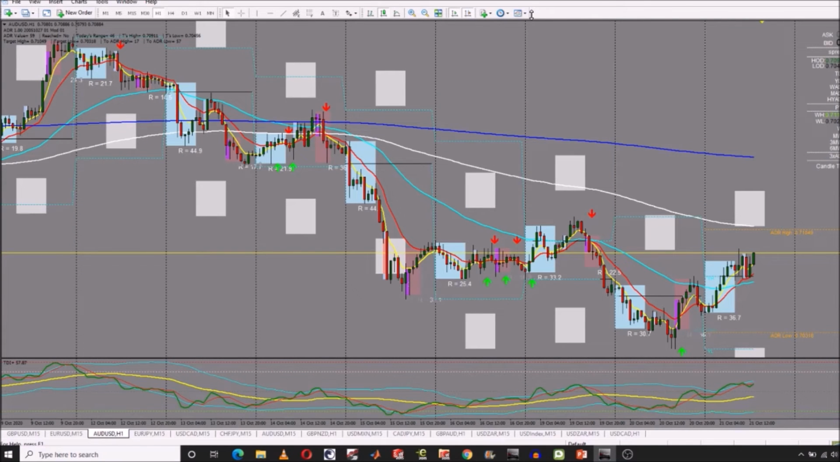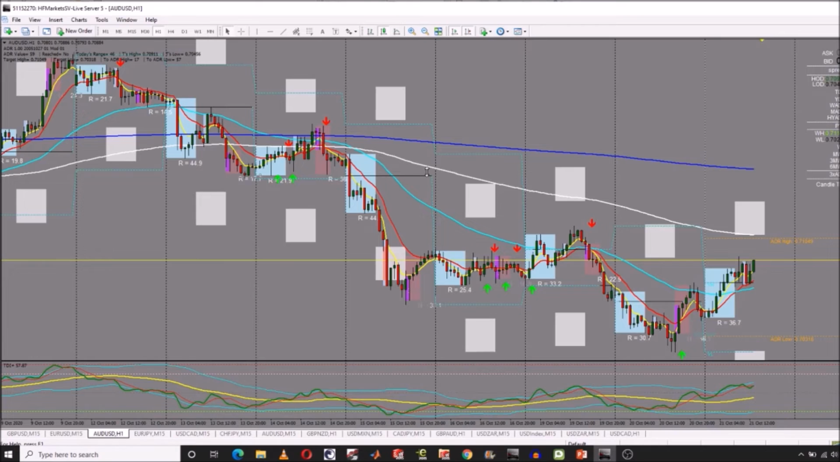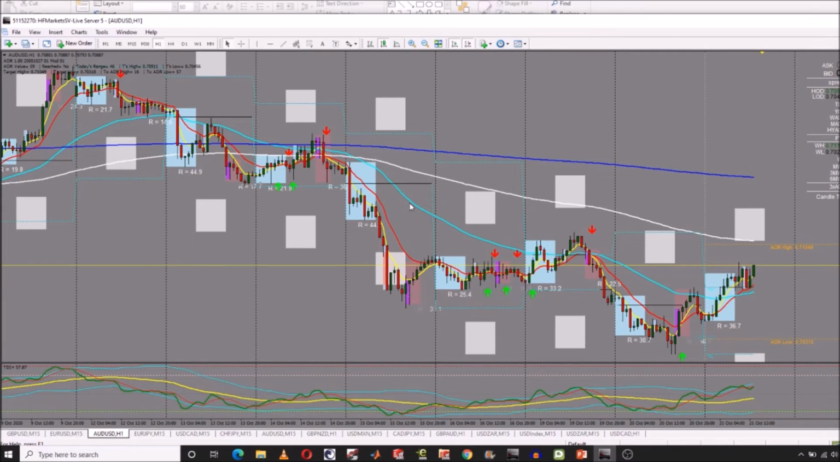Hope you can see my chart very well. This is Australian dollar against US dollar.